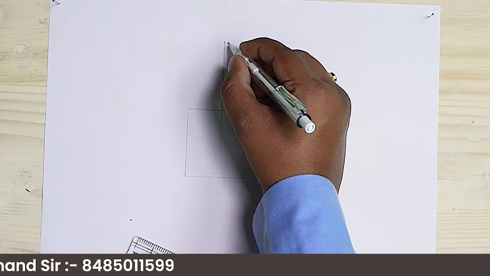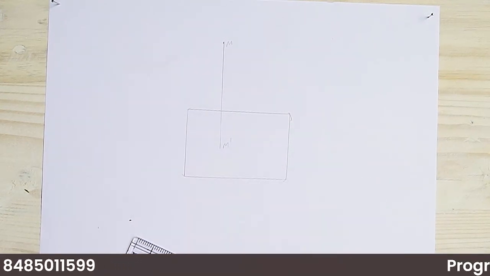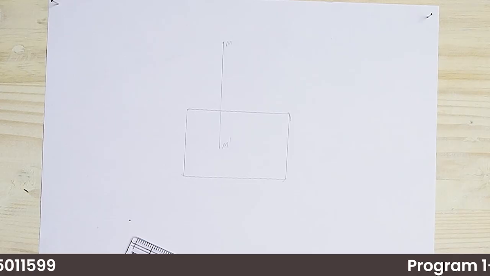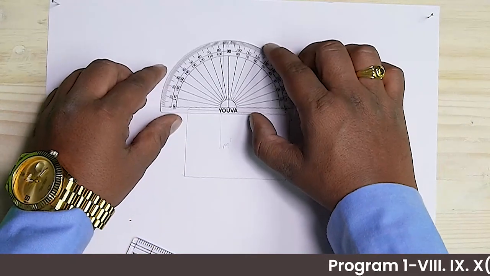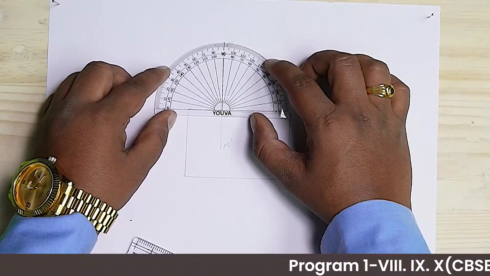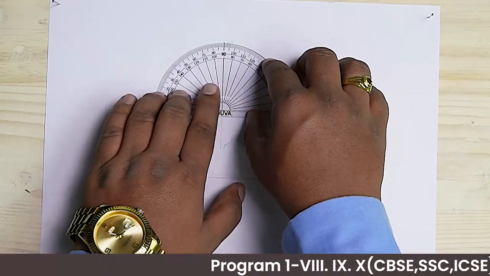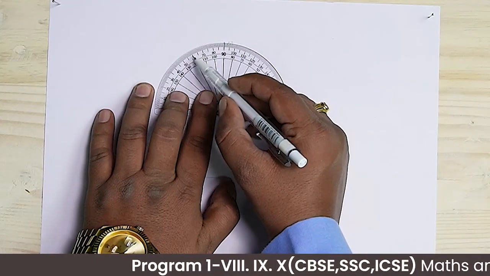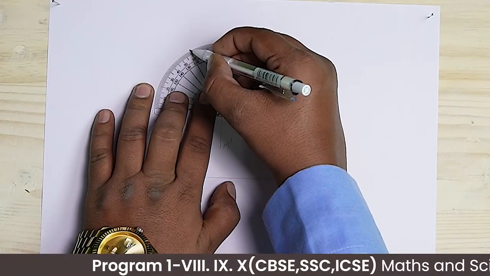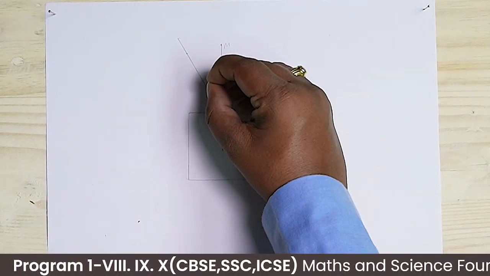Label the normal as M dash. Draw an incident angle of 30 degrees to the left of the normal, that is 10, 20, 30. Fix 2 needles on the incident ray.